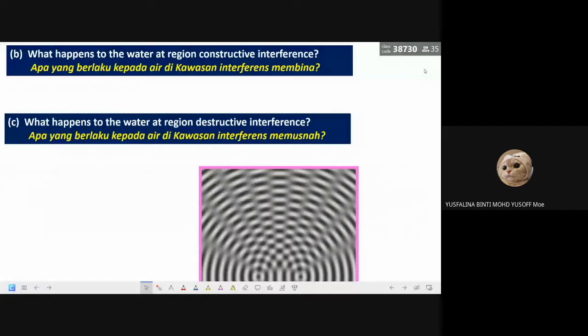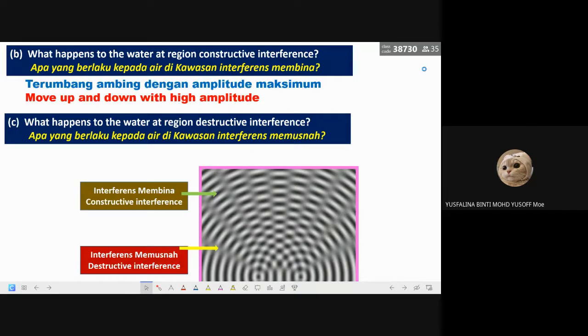Okay, what happened to the water at the region of constructive interference? This one we already compared, right? Just now, for the water wave, for the sound wave, and also for the light wave. So for the water wave, at the place where the constructive interference happens, the water will move up and down, right? But at the region of destructive interference, the water will be calm.